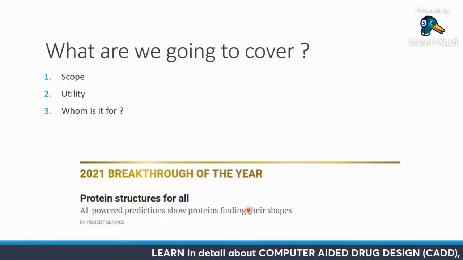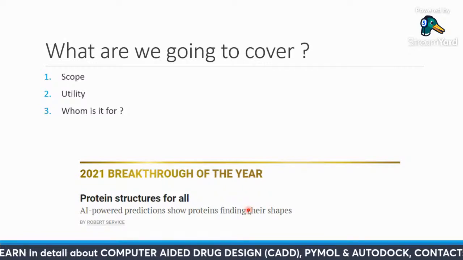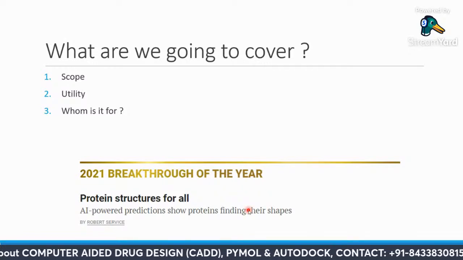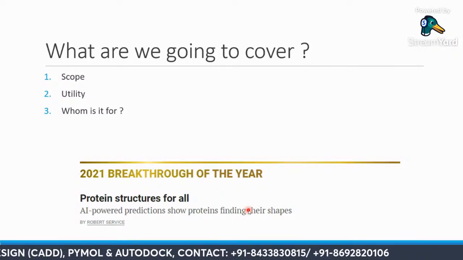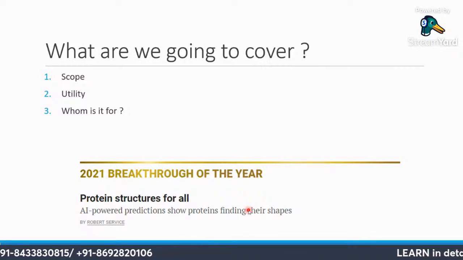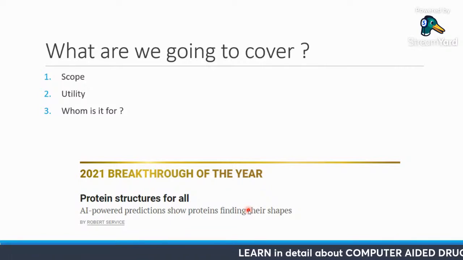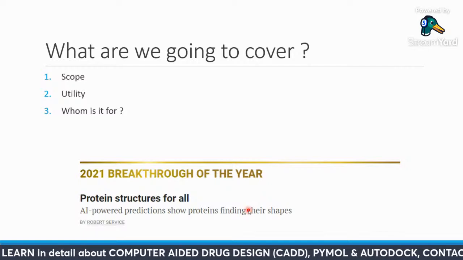So what happened in this year, 2021, was that AlphaFold, which is basically an artificial intelligence algorithm developed by DeepMind, which is nothing but an offshoot of Google. You can say it's a company of Google, which came up with this artificial intelligence tool, which can predict the 3D structure of the protein from its amino acid sequence.